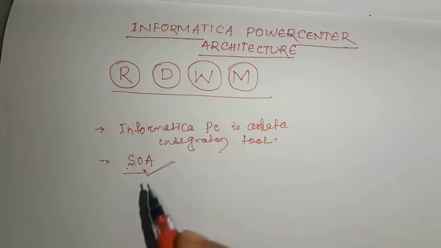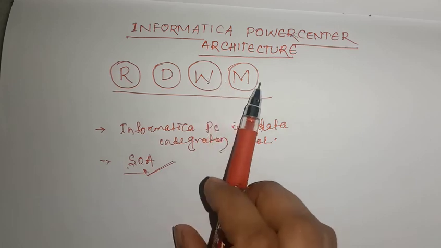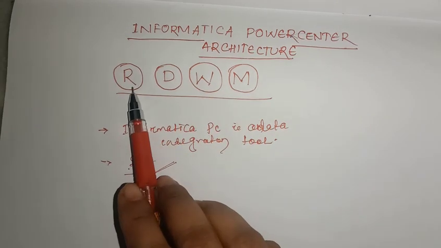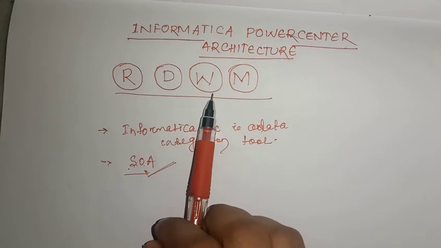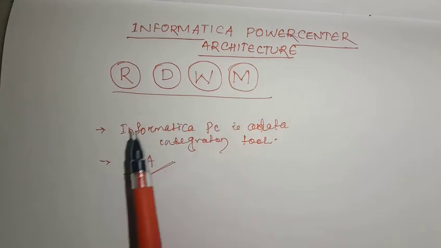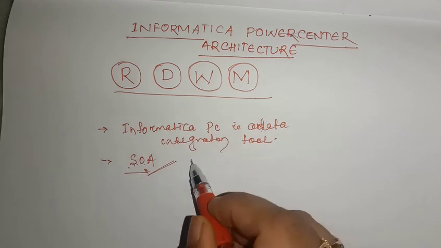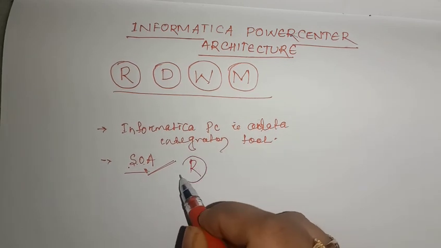It consists of four parts: the repository manager, the designer, the workflow manager, and the workflow monitor. First, we will learn what the repository manager is.